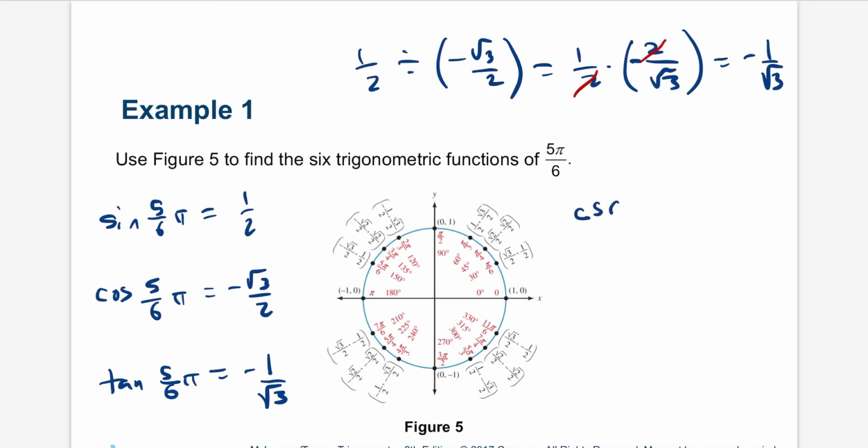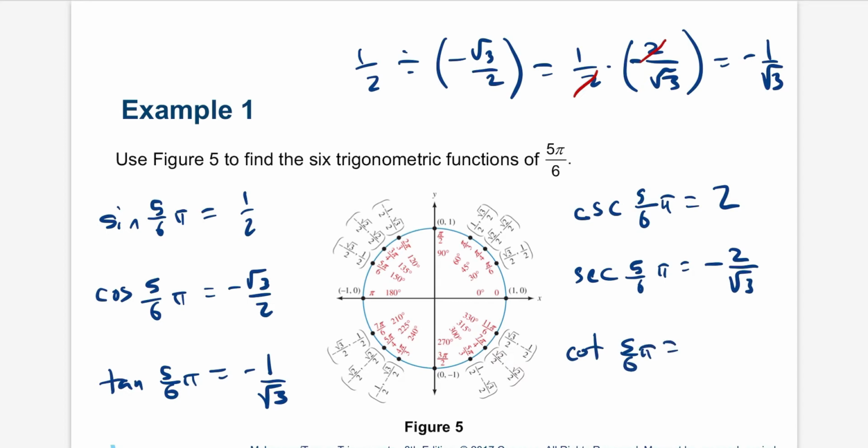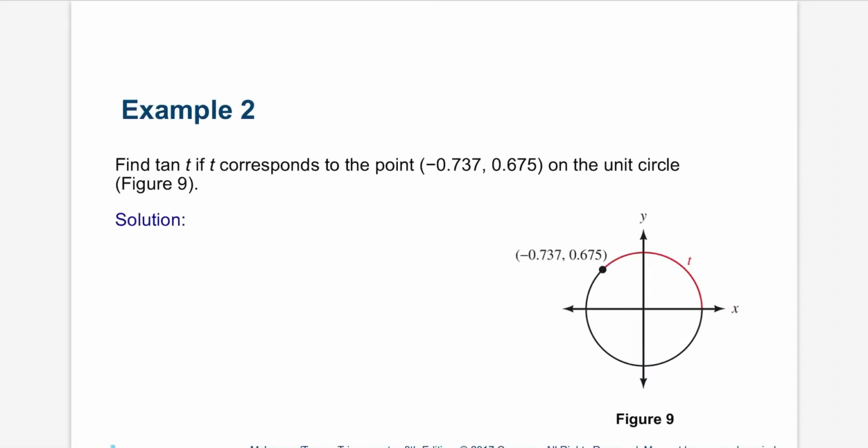And then the reciprocal functions, that would just mean that all we need to do is take the reciprocal of those ratios. So cosecant would be 2. Secant of 5π/6 would be the reciprocal of cosine, which is negative 2 over radical 3. And you can choose to rationalize that if you'd like. Cotangent is the reciprocal of negative 1 over radical 3, which is negative radical 3. So that's how you find the 6 trig functions of that angle.